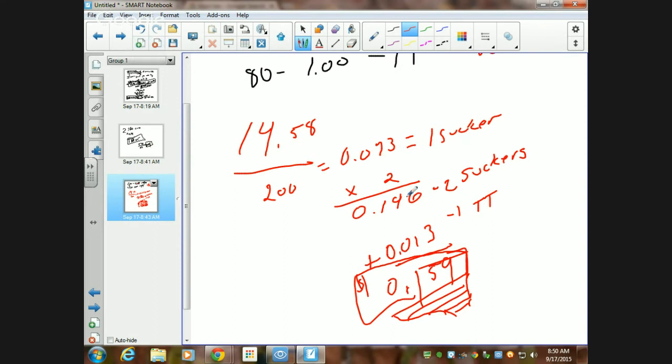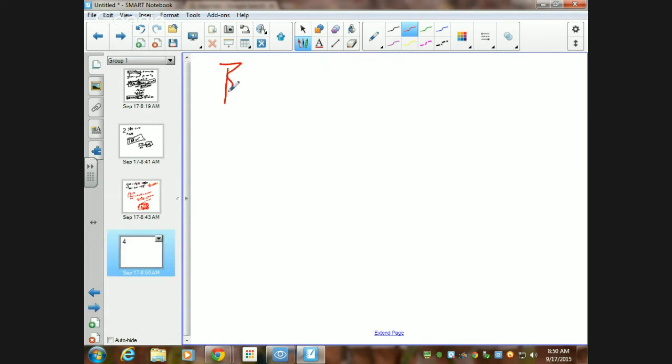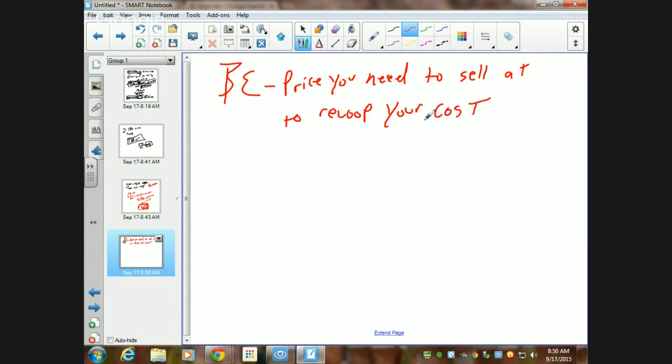All right. This, guys, kind of leads into your break even, which we kind of talked about. Break even is the price you need to sell to recoup your cost. Or cover. I'll use the word cover. To cover your cost. That is the break-even point.